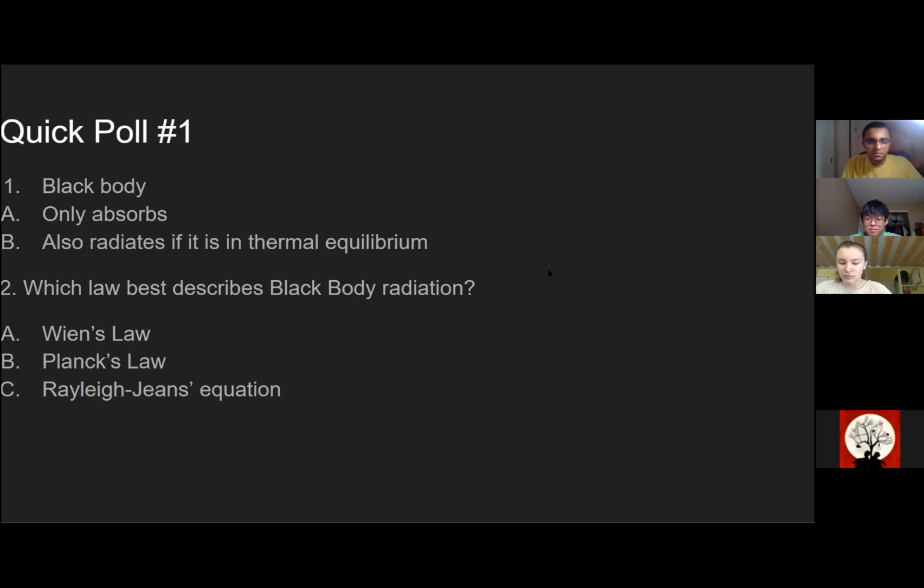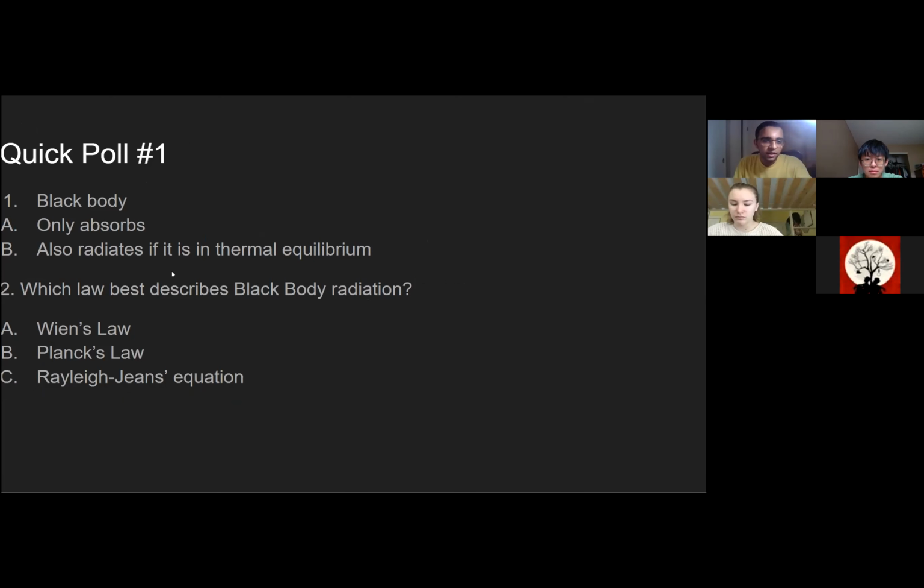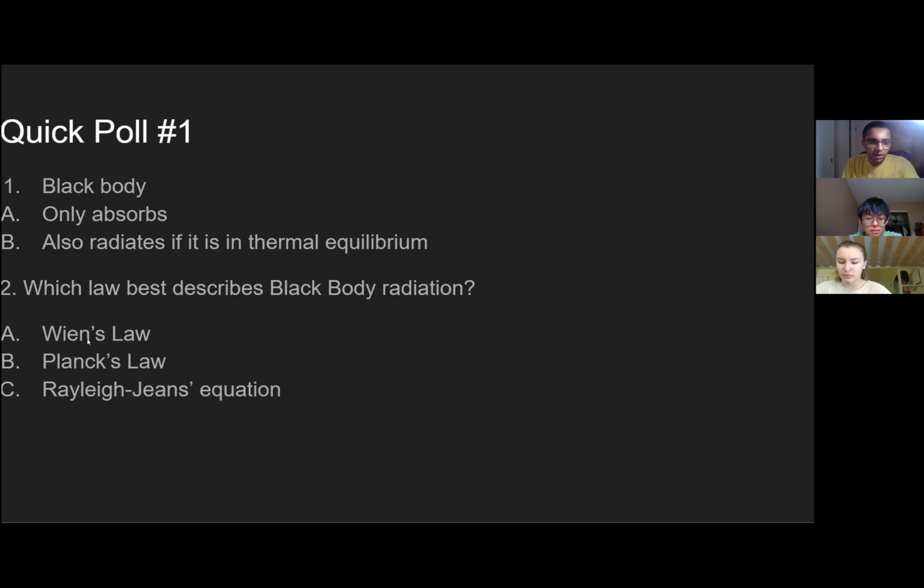All right, let's continue, and we should quickly review the poll. A blackbody can absorb or radiate, and for blackbody radiation, we can describe it using Planck's law, which is the main point here, 2b.